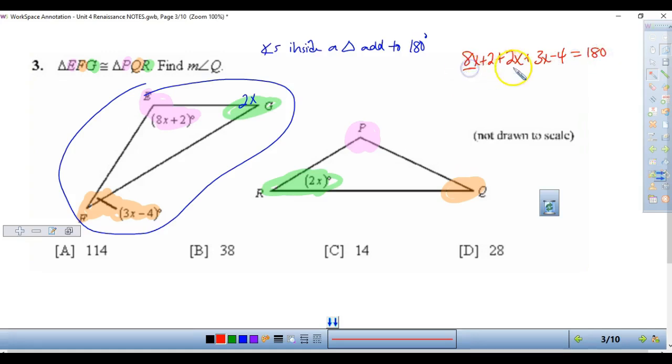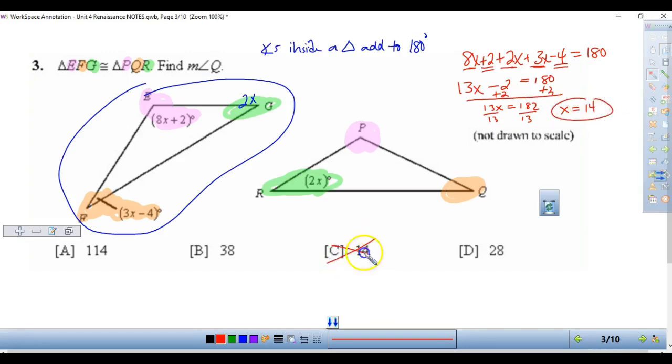So if I combine like terms, 8x plus 2x is 10x plus 3x is 13x. 2 minus 4 is going to give me negative 2 equals 180. Now you've got to be careful when you combine like terms, because if you make adding or subtracting mistakes, you're going to get stuff wrong, and then you're going to think you don't get the geometry when really it's just a little mistake with adding or something. So I'm going to add 2 to both sides, so I get 13x equals 182, and then I'm going to divide, and I'm going to get x equals 14.